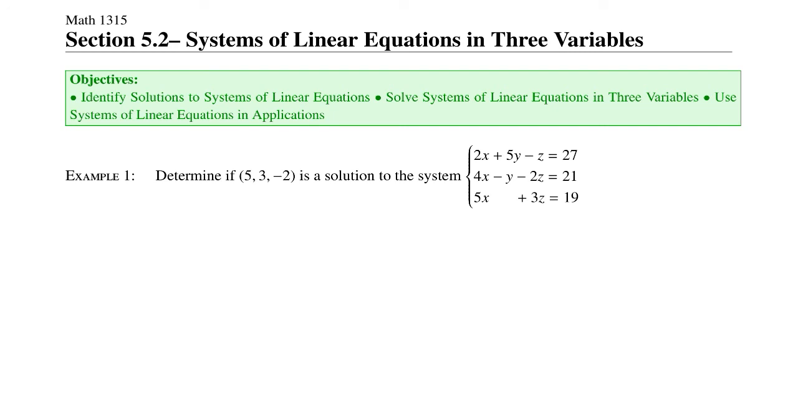So if we want to know if this is a solution to this system, first recognize that we have an ordered triple in the form of x, y, and z. This ordered triple will be a solution to this system if it satisfies all 3 of these equations. If it fails to satisfy one of them, then it is not a solution to the system. And so all we do is we check each equation.